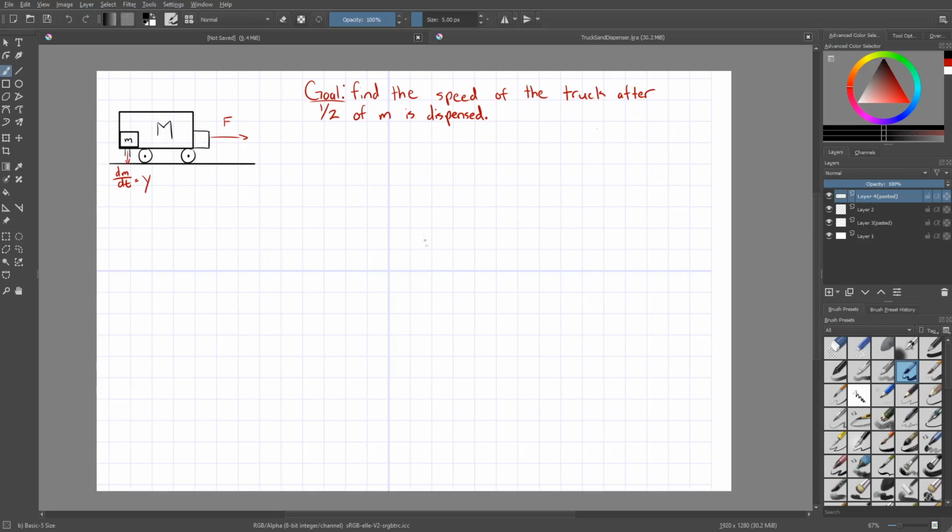The goal of the problem is to find the speed of the truck after 1/2 of this little mass m is dispensed. The key to tackling this problem is to use the ideal rocket equation, which I'll write out now. Where u refers to the speed of the expelled mass.